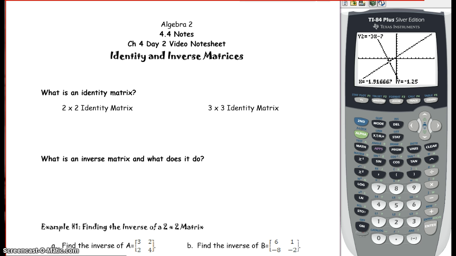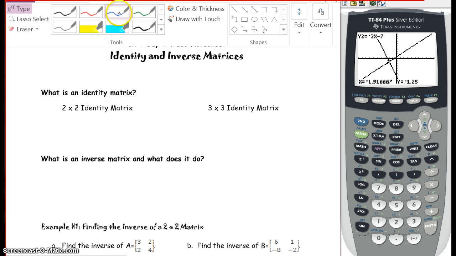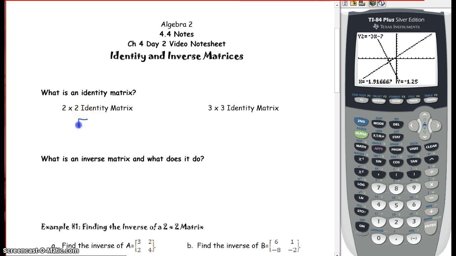So let's talk about what is an identity matrix, and actually what is a matrix. A matrix is something that we use to organize our information. You've already seen it, and now we're going to learn about the identity matrix. Here's what it looks like. A 2 by 2 identity matrix has 1, 0, 0, 1, and we say that this is equal to I for identity matrix.